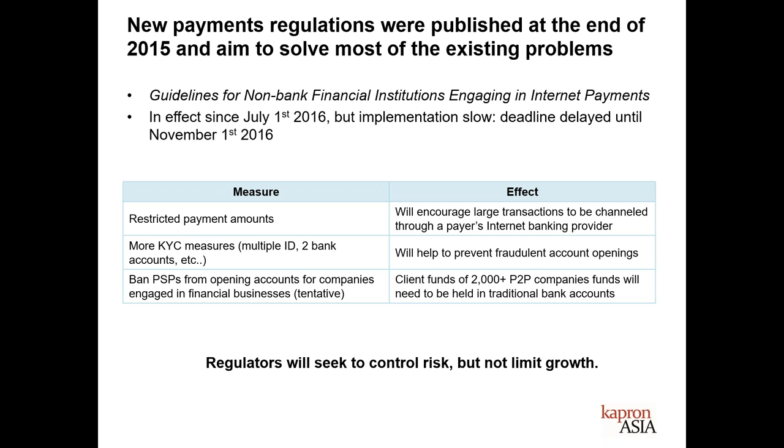These guidelines came into force July 1st this year, but unfortunately, implementation has been slow so far. And there were reports that consumers still can register new accounts without providing sufficient identification and then basically send money or invest, and because of that, the regulator, the PBOC, has delayed the deadline until November the 1st.